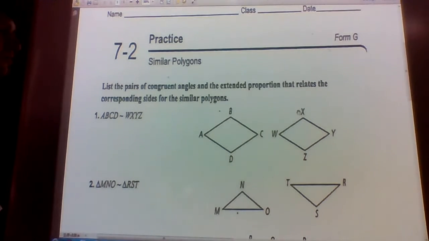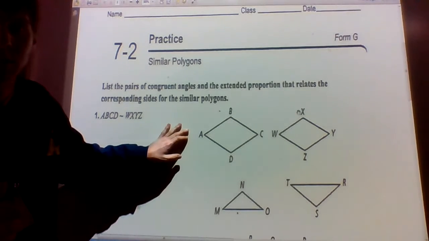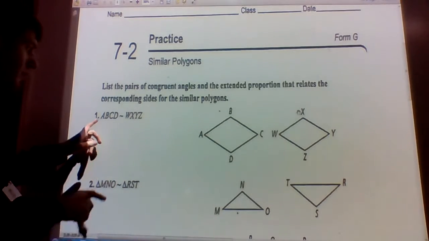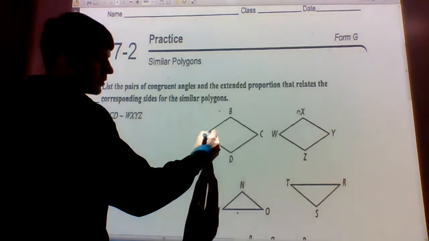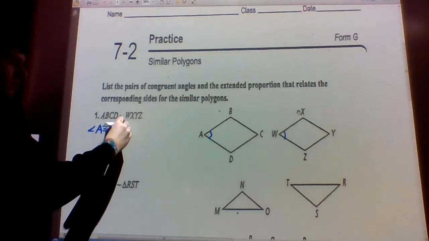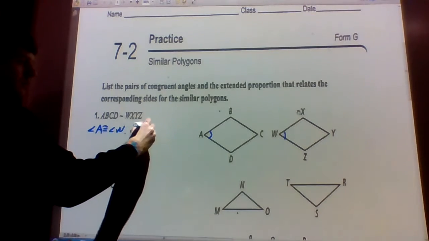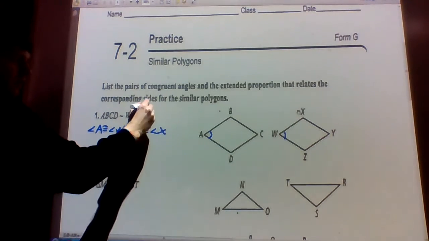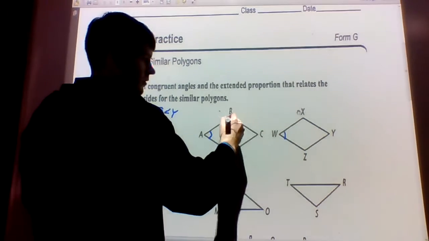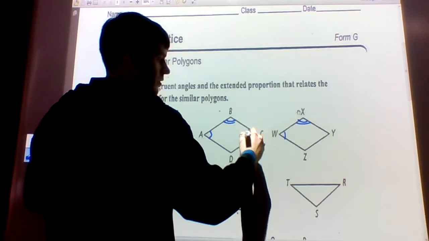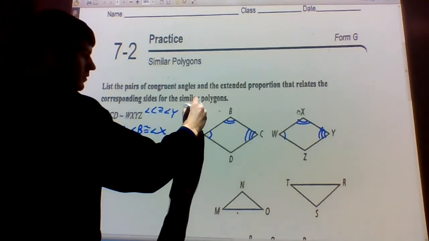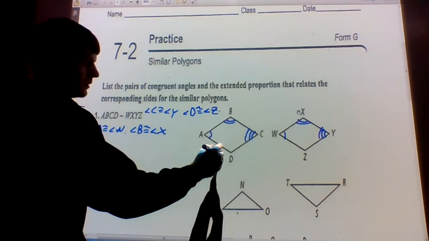Okay, so we know two things about similar figures. Their angles are congruent and their sides are proportional. So angles are congruent, we can get that from our similarity statement. So angle A is going to be congruent to angle W. Angle B is going to be congruent to angle X. Angle C is going to be congruent to angle Y. So B and X, C and Y. Okay, and then angle D is congruent to angle Z.